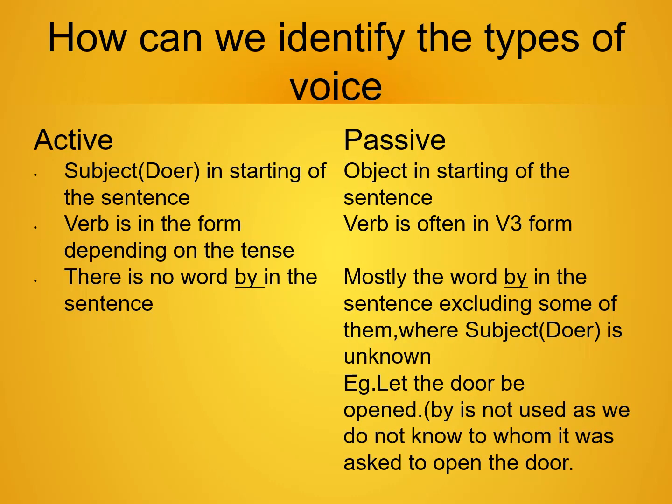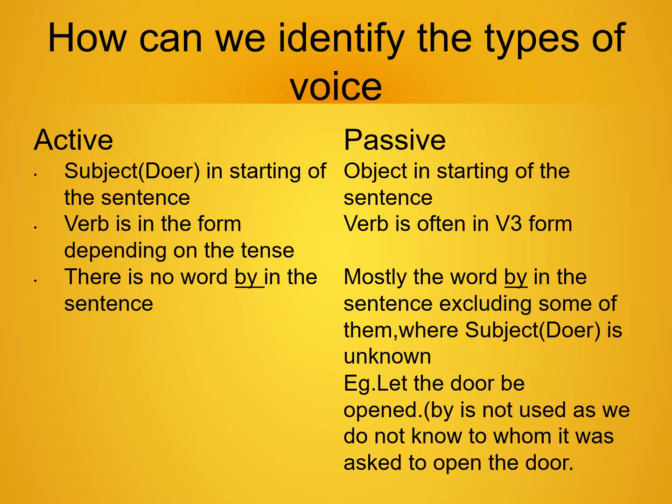Now how can we identify the types of voice? Now we can see the difference between these two voices by some of the points. In active voice, we can see that subject is there in the beginning of the sentence, whereas in passive voice, object is there in the beginning of the sentence. In active voice, verb is in the form depending upon the tense of the sentence, whereas in passive voice, we use the third form, that is V3, in all the sentences.